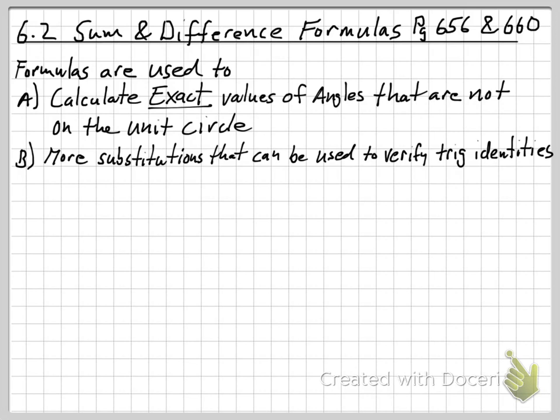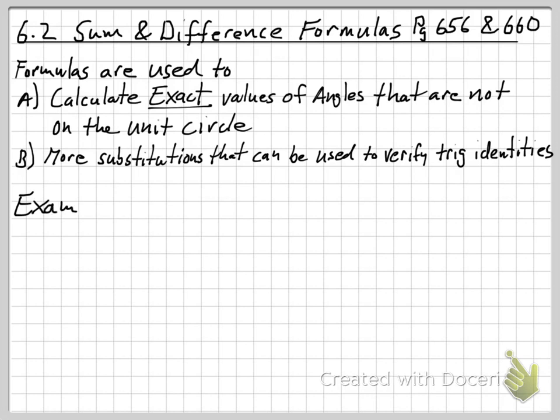We call them formulas, but they're also called identities. Just like we have our Pythagorean identities and reciprocal identities, and we use those to verify and do proofs and algebraic substitutions and all that kind of good stuff, these are just some more relationships, more identities that we can use to simplify expressions. And we'll be getting into that a little bit later on.